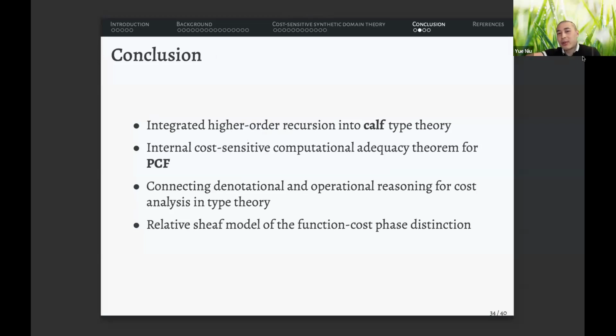To conclude, we've integrated higher order recursion into this CAF type theory for cost and functional reasoning. We proved an internal cost-sensitive adequacy theorem for PCF, which we use to connect denotational and operational reasoning for cost analysis and type theory. We substantiated our axiomatics by means of a relative sheaf model of the functional cost phase distinction.